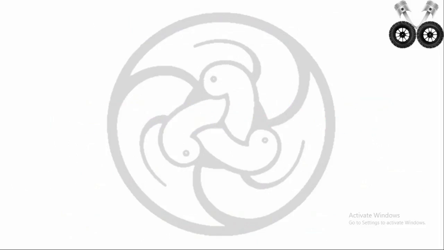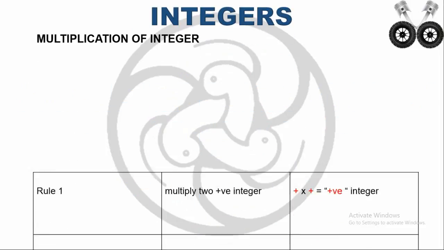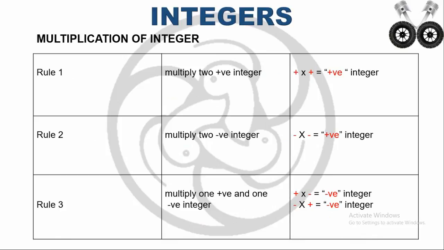Part 7, Multiplication of integers. Very first, we are going to see the rules for multiplication of integers. If I want to multiply two positive integers, then I have to multiply and write the product of the two integers with the positive sign. So for example, 2 into 3.